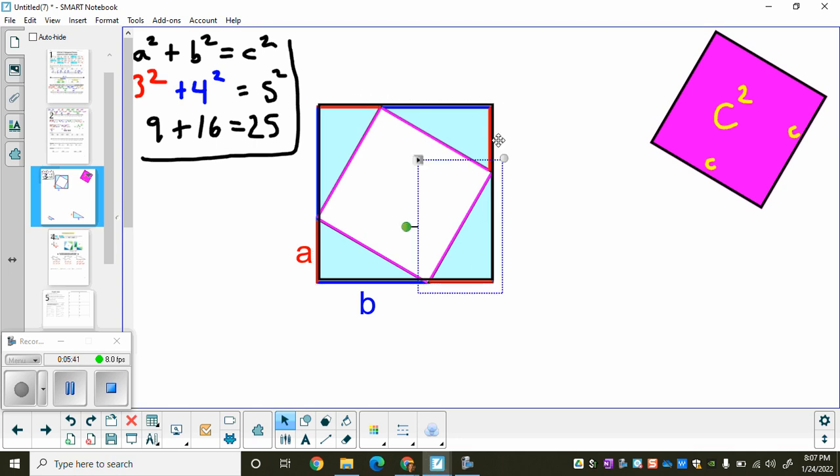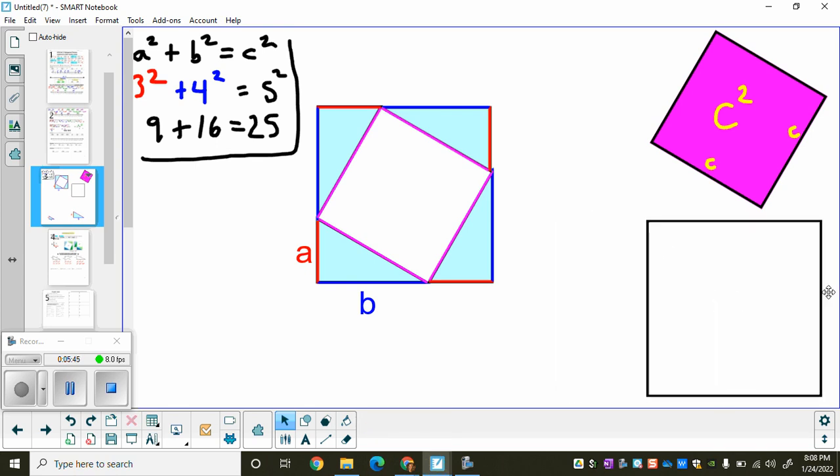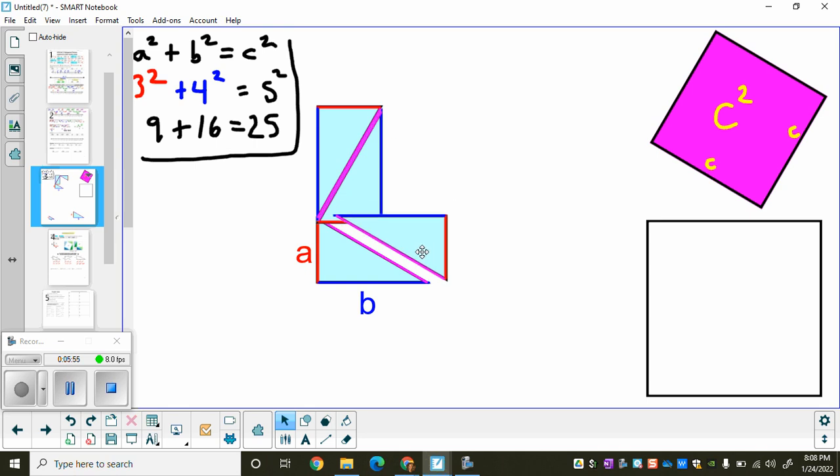I don't know why it's not moving. Sorry about that. There we go. Okay, cool. So I'm going to bring these things back in a second. And now all I'm going to do is come over here and rearrange. I'm going to rearrange this blue piece next to this one, and I'm going to arrange this blue piece next to this one. Okay?